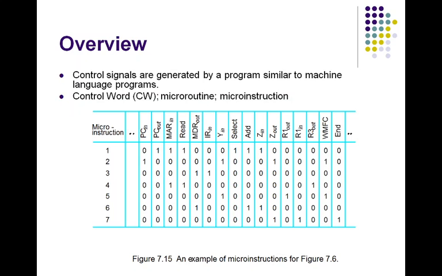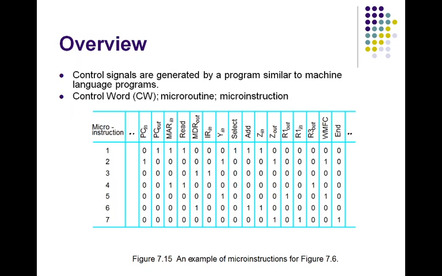In the previous section, we saw how the control signals required inside the processor can be generated using a control step counter and a decoder or encoder circuit. Now I'll discuss an alternative scheme called microprogrammed control, in which the control signals are generated by a program which is similar to machine language programs.